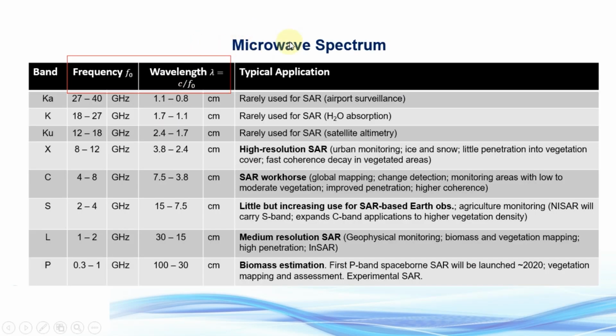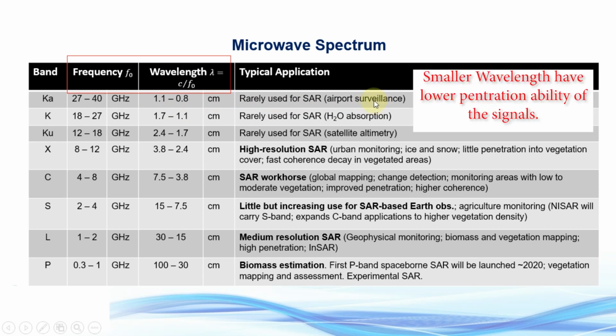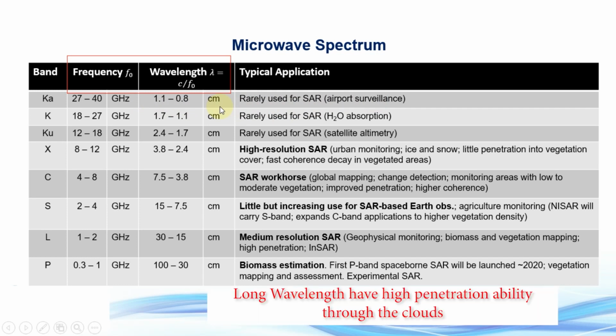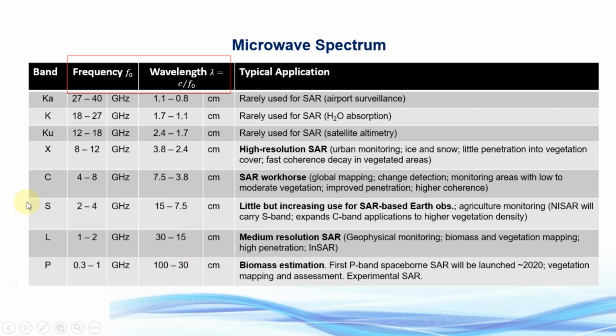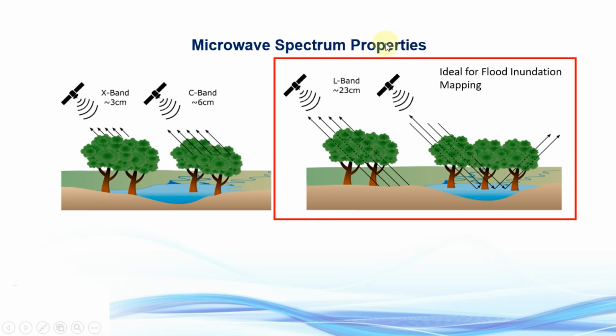There are various radar satellite images available depending upon the frequency of radar signal used to capture them. As you can see here, each frequency with its corresponding wavelength is used for specific application. Smaller wavelengths have lower penetration ability of the signal compared to longer wavelengths, which have higher penetration ability through the clouds. In this course, we will use C-band images from Sentinel-1 SAR data, which is effective for global monitoring and change detection. Let's first look at some of its properties.